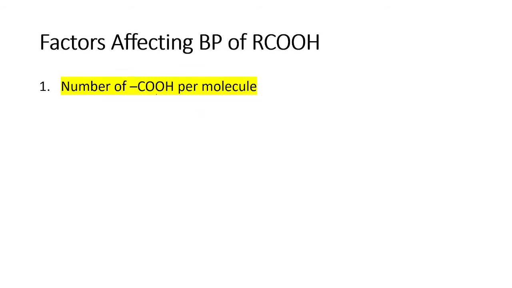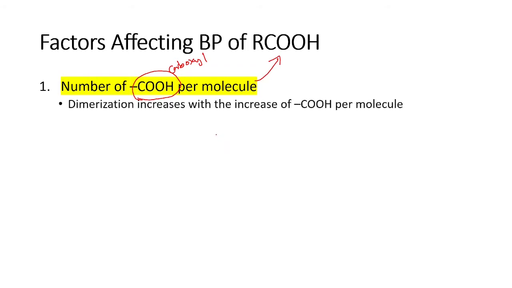So, number of carboxyl group. This is carboxyl group. The number of carboxyl per molecule. The molecule here is referring to the carboxylic acid. So dimerization can increase with the increase of COOH or carboxyl group per molecule.